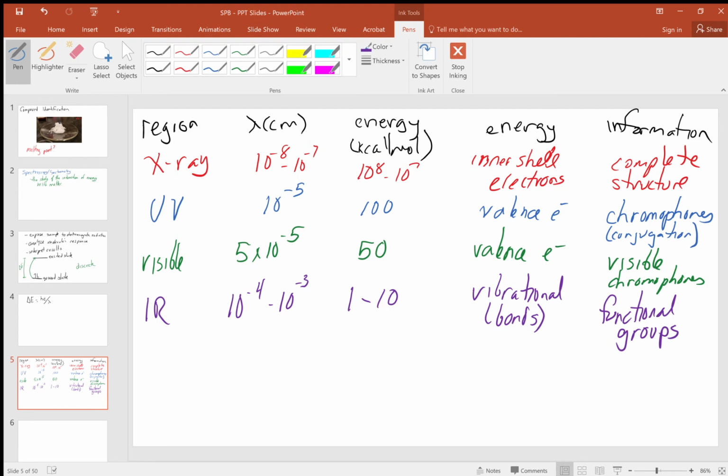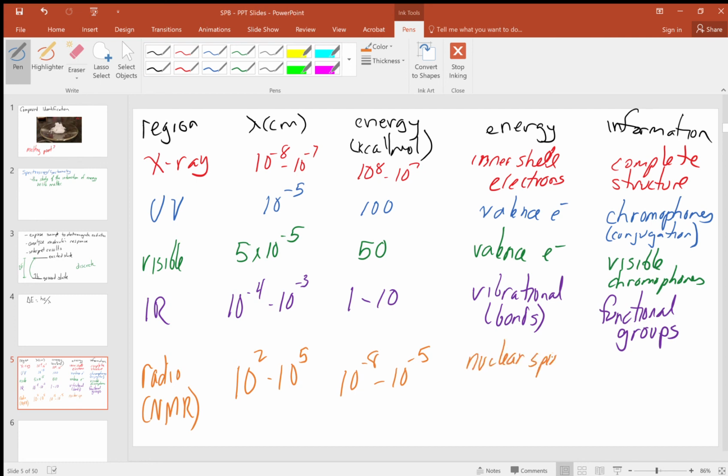I'm going to skip over microwave because that's not something we really will use ever in this way, and go to our most important one, which is radio, or NMR. NMR, very long wavelength. We're talking about wavelengths of 100 to upwards of 100,000 centimeters. That means these waves are very, very low energy. And we're looking at what are called nuclear spin states. We'll explain what that means later on when we get to the NMR portion.